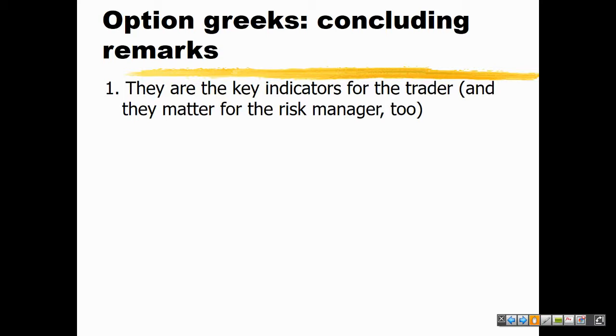Now, final messages on the Greeks. First, they are the key indicators for the trader, and they're also relevant for risk managers. Keep in mind that most option trading desks are actually controlled, first of all, with limits in terms of delta and vega, rather than with limits of value at risk. The key limit is essentially delta and vega, maybe gamma sometimes, but essentially delta and vega.